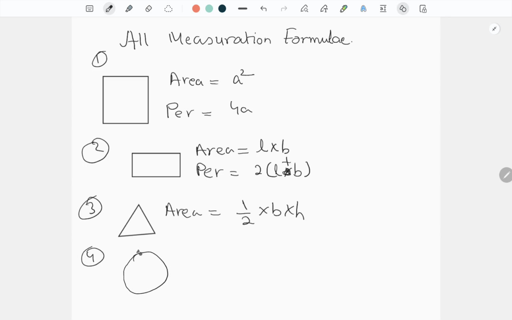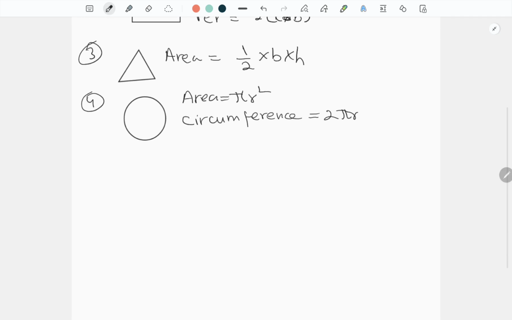The area of the circle is equal to pi r square. And when we talk about the circumference of the circle, that is equal to 2 pi r. After that we move to the fifth one, that is the cube.